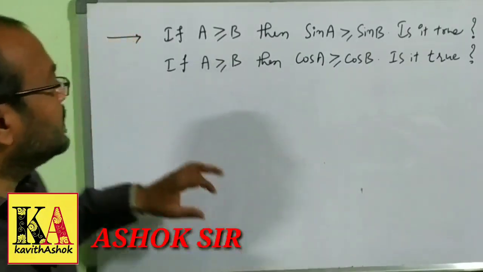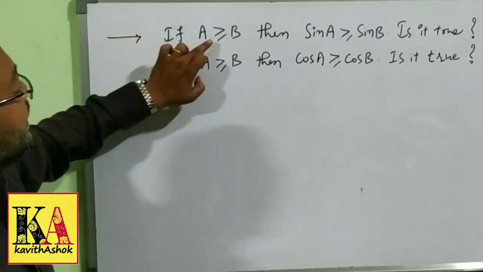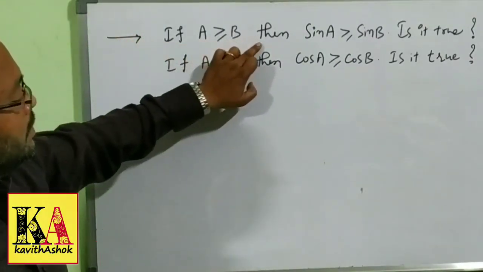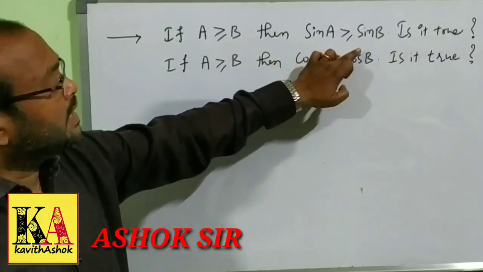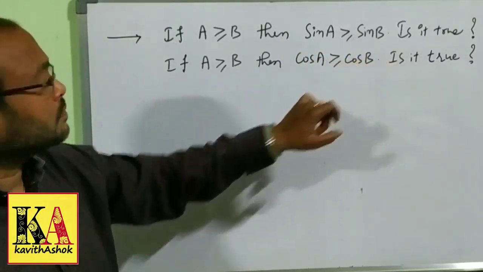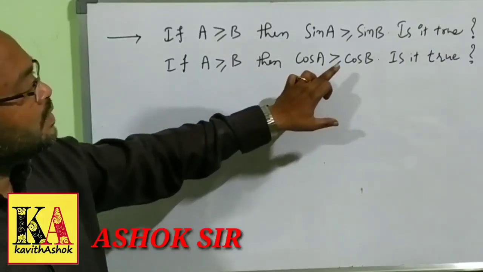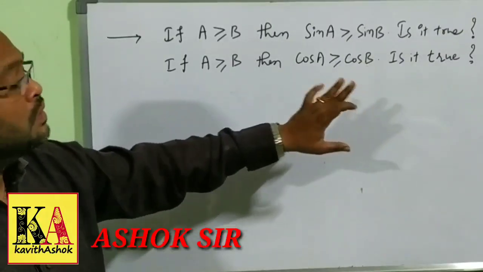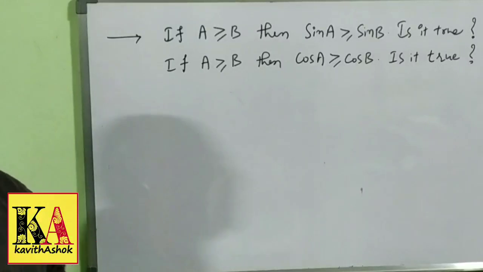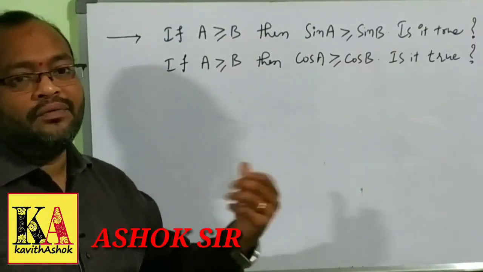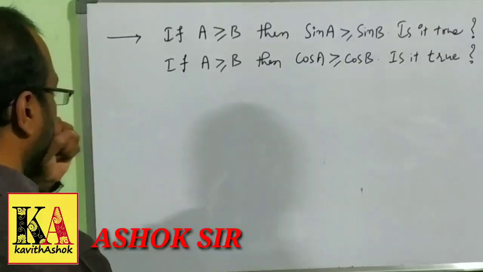Okay? So what is given here? If A is greater than or equal to B, then sin A is greater than or equal to sin B. Is it true? If A is greater than or equal to B, then cos A is greater than or equal to cos B. Is it true? So two questions are there. To check this, first we will take one example and we will verify. Look at here now.